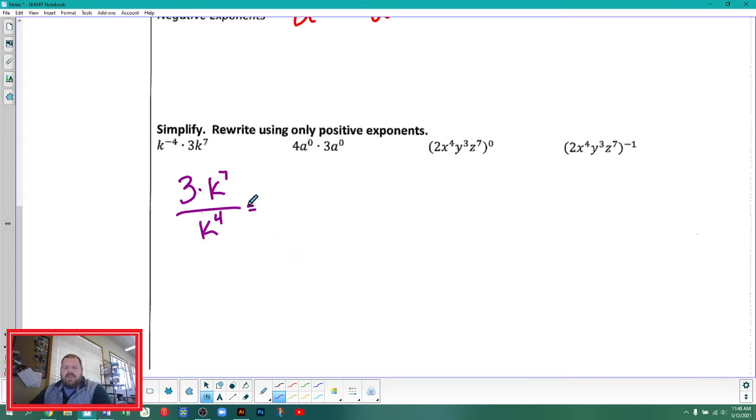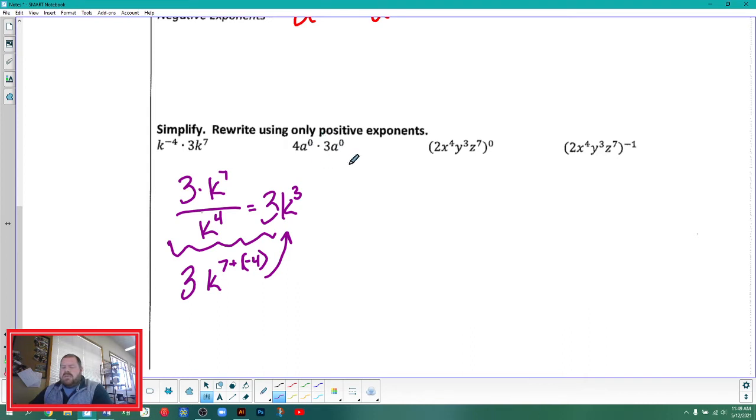Now I can do some simplification using my quotient rule. I would subtract those exponents. Now, if you would rather not write that down below, that could have just been 3k to the 7 plus negative 4, because that's a product rule there. We're multiplying things with the same base, k, and 7 plus negative 4 would give us that same answer. So you have two options there. Pick whichever one. I use this one because that's what we just talked about.